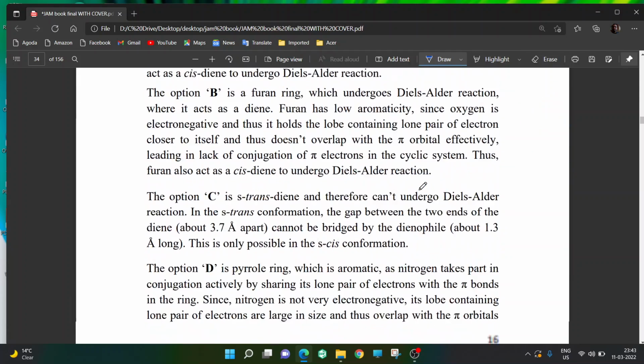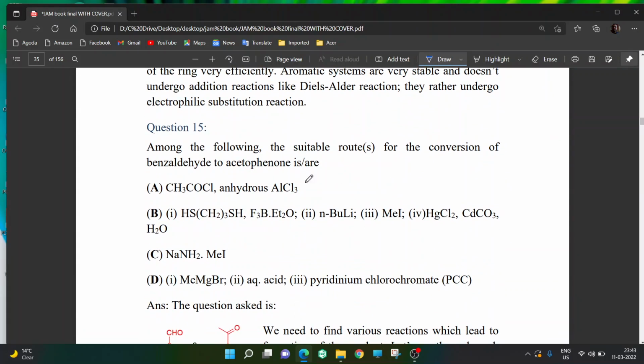Okay, moving on to the next question. Among the following, the suitable route or routes for the conversion of benzaldehyde to acetophenone is R. So we have to see by which all possible ways can we make benzaldehyde into acetophenone. So first we should know what is benzaldehyde. Benzaldehyde means benzene, on which we have an aldehyde.